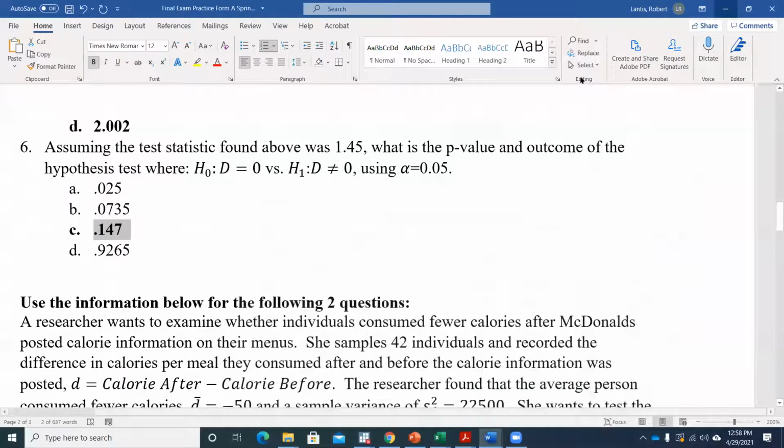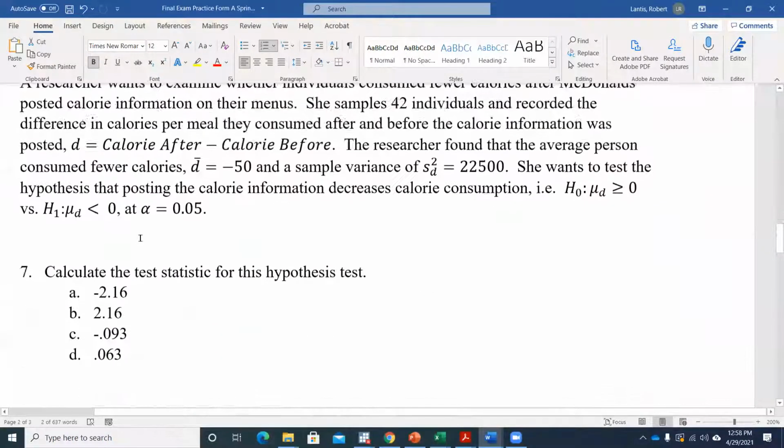Any questions on that one before we move on? I know it's not a problem on there, but it was one that I added in.